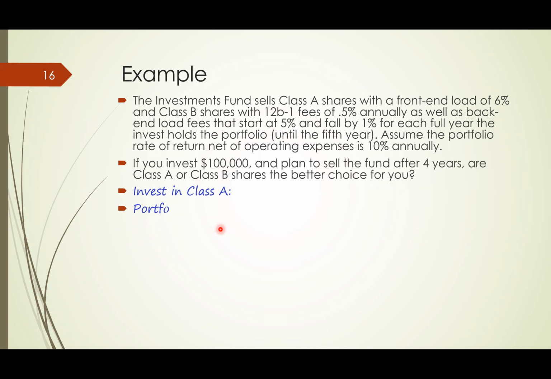So our calculation is $100,000 times 1 minus the 6% load, and the 94% invested is going to be compounded at 10% for 4 years. That gives $137,625.